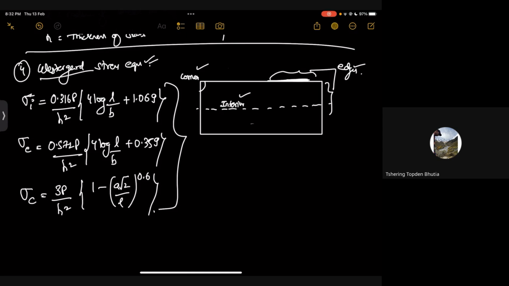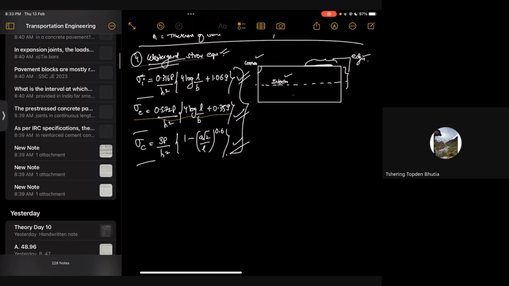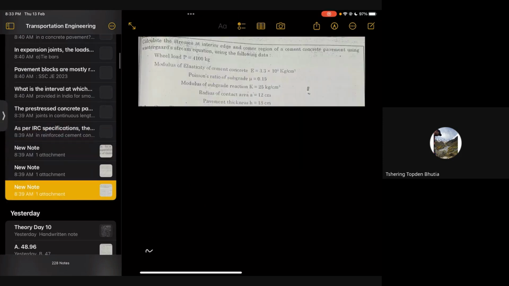Okay guys, is this clear? We need to remember these formulas. This is a necessary evil. There is no two ways about it. As you solve problems, you will remember them; there is no such problem. Once, twice, by revising 3-4 times you will remember them. So these are the formulas. I think we have a question regarding this Westergaard theory. Let's see. Yeah, we have this question. So this is the particular question.